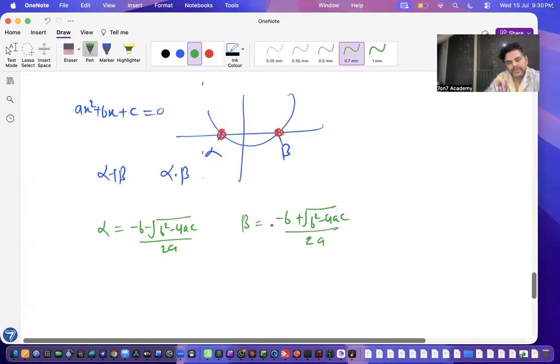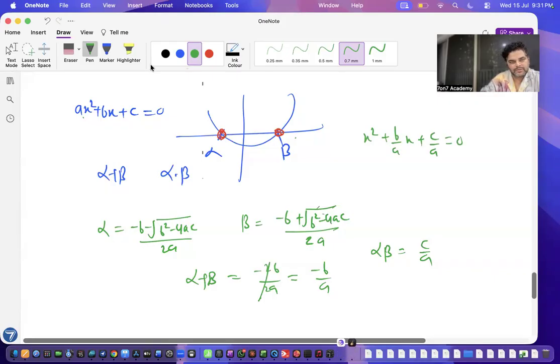Agree? If I add them, alpha plus beta, this cancels out, minus 2b over 2a, so minus b over a. If you do the product of roots, you will get c over a if you simplify. So if these two roots are there, then the sum of roots is minus b over a. If you divide by a, you get x square plus b over a x plus c over a is equal to 0.